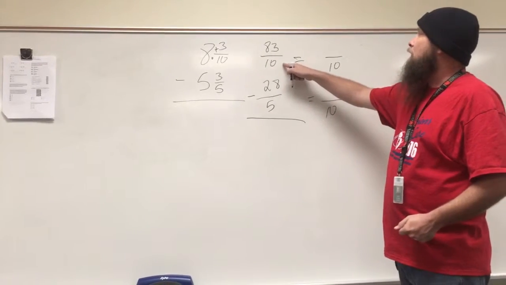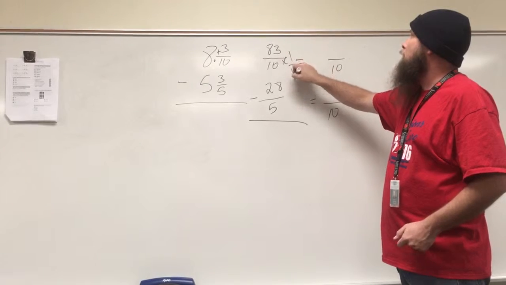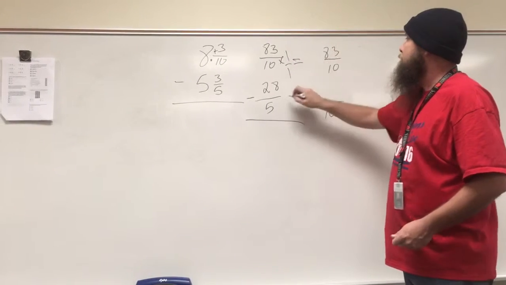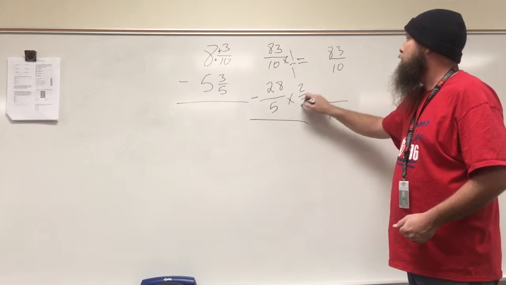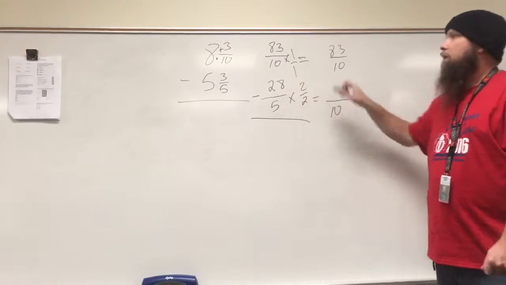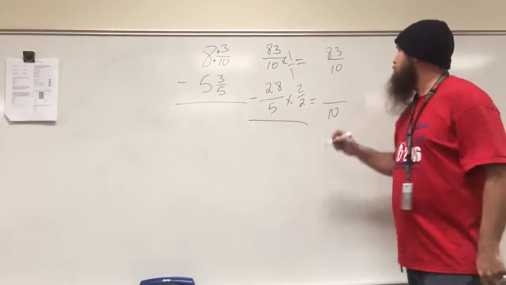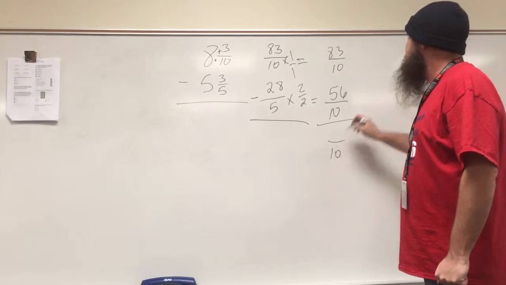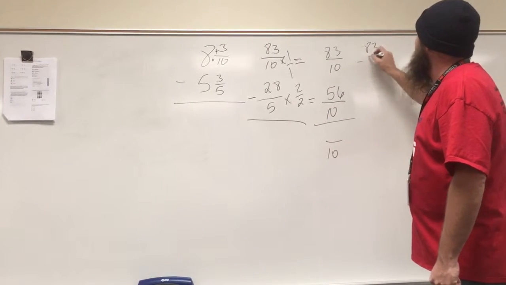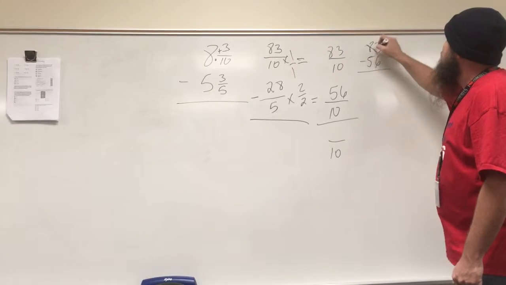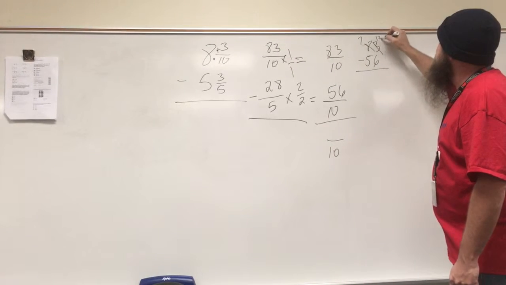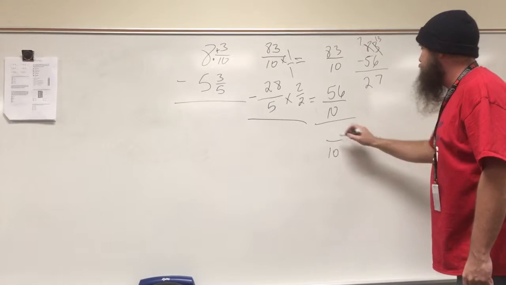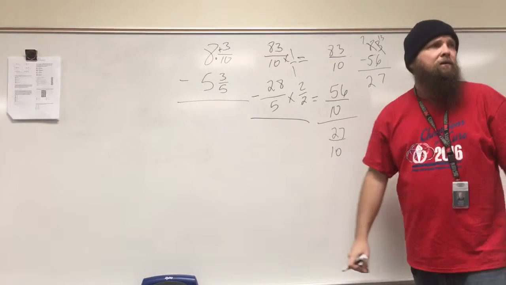Okay, what do I multiply by here? By 1 over 1, and I have 83/10. What do I multiply by here? 2 over 2. 28 times 2 is 56. My denominator is going to stay 10. I have 83 minus 56. That's a 7. 13. That's a 7. So I have 27/10 if I did that right.